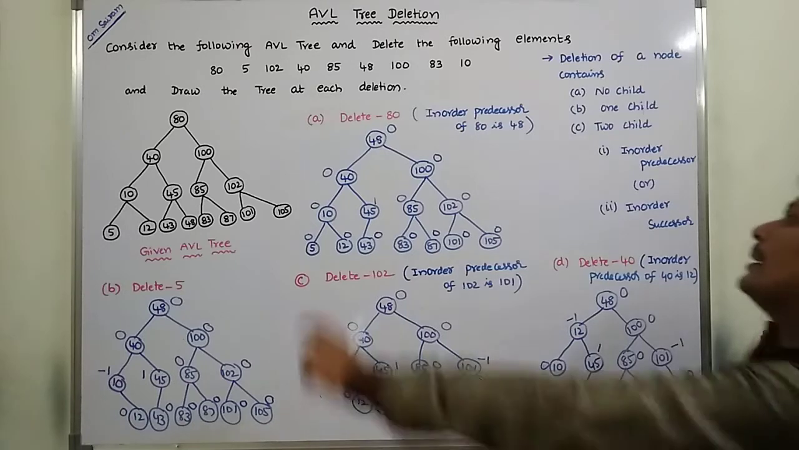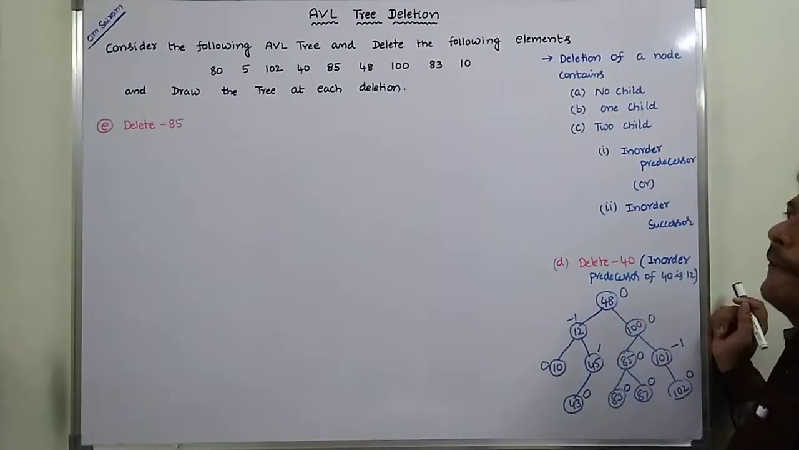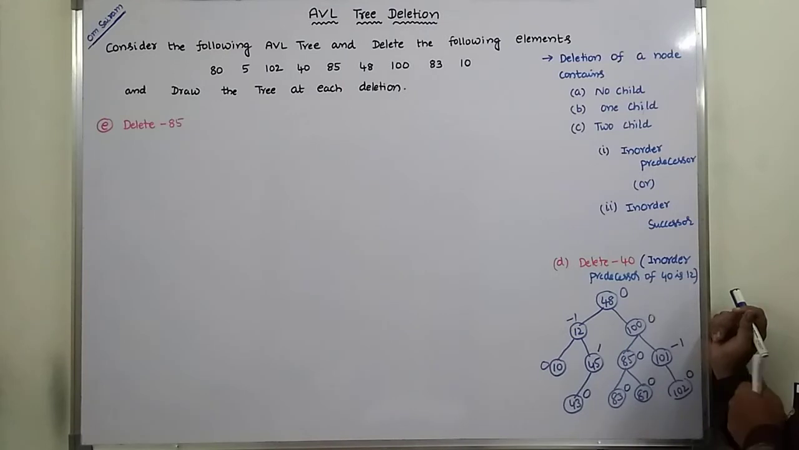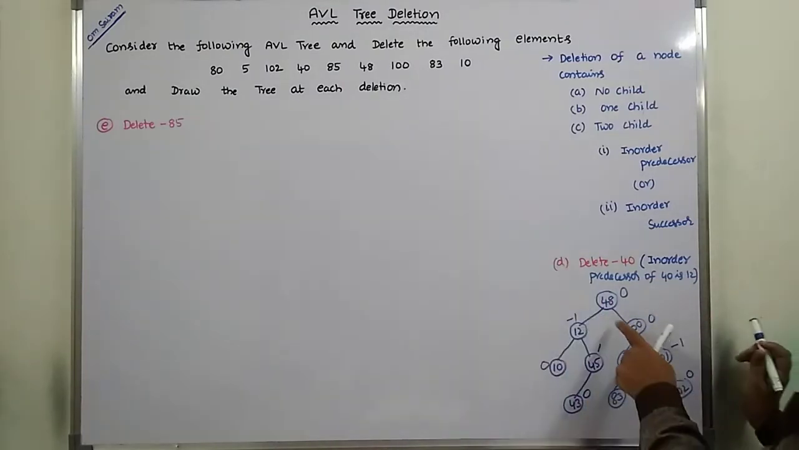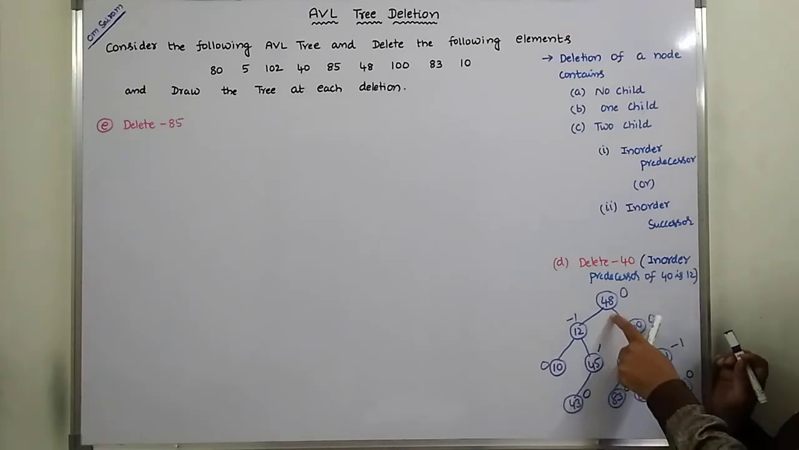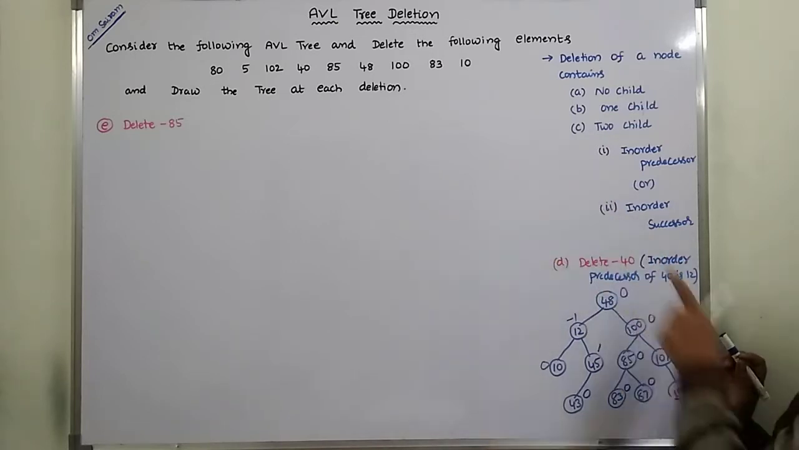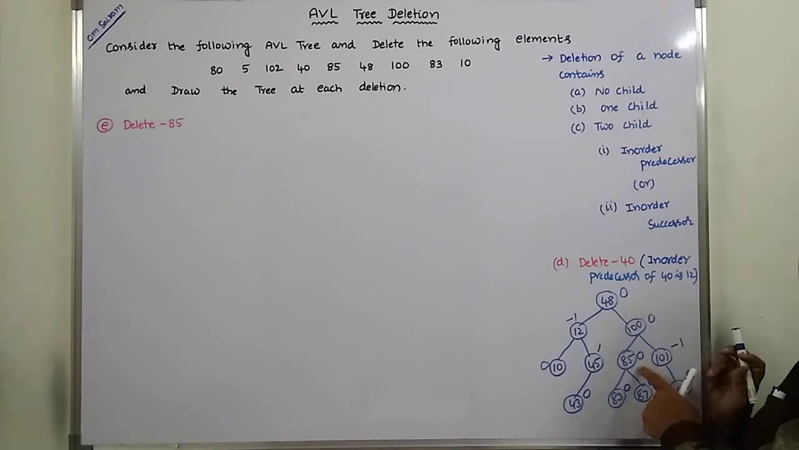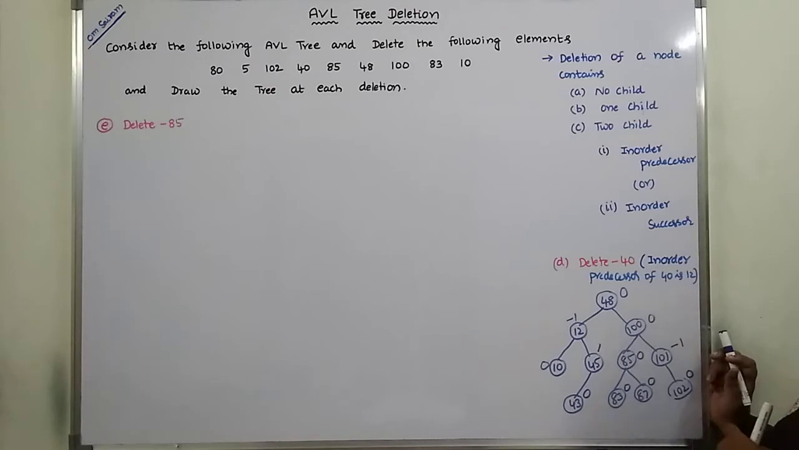Now we go for deleting 85. The next element we have to delete is 85. First, find the 85 location in the previous existing tree, that is this one. 85 is compared with 48. 85 is greater than 48, so go to the right subtree. Next, 85 is compared with 100. It is lesser, so go to the left subtree. Here 85 is there. 85 is compared with 85. Both are equal. Our deleted element is found.